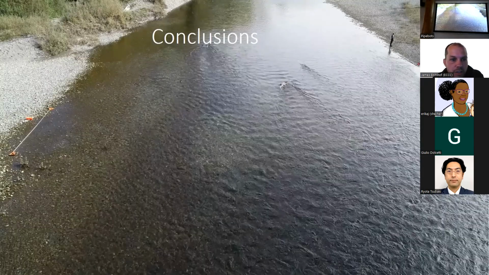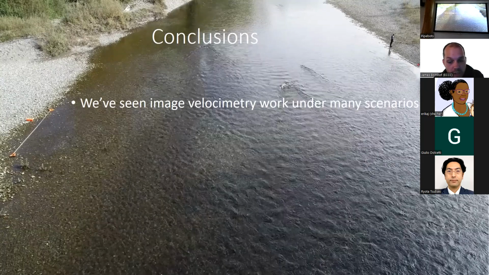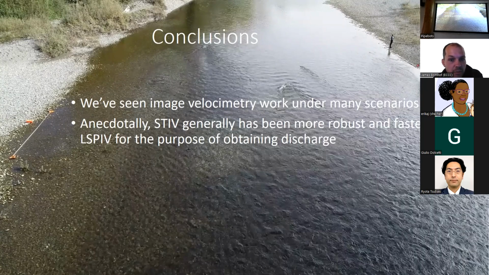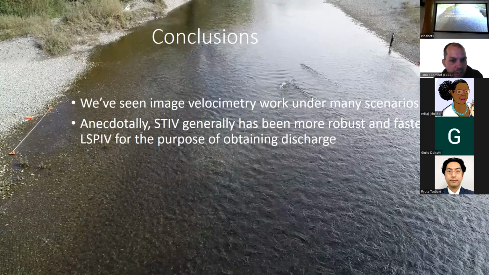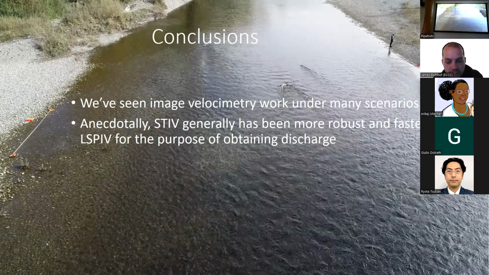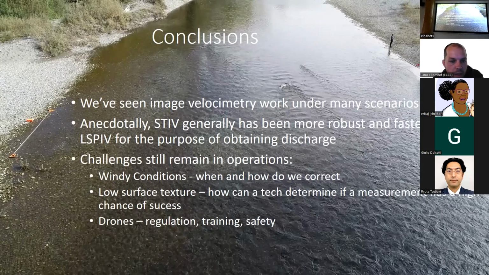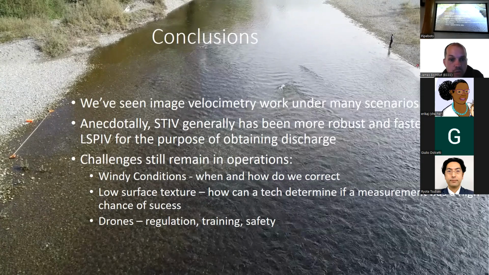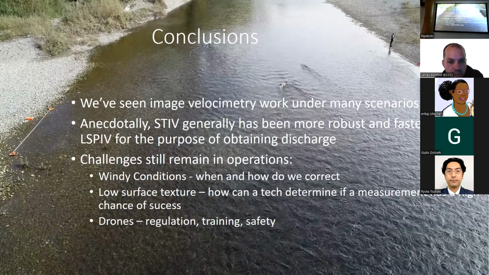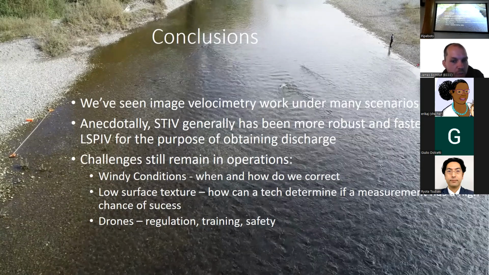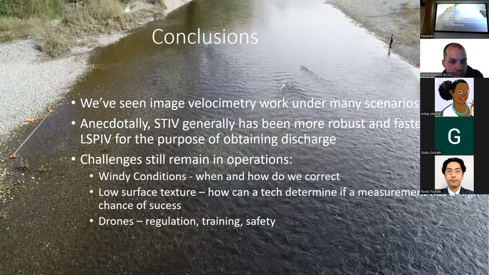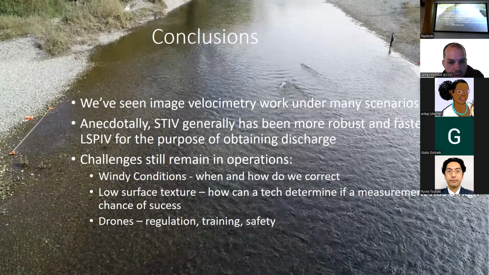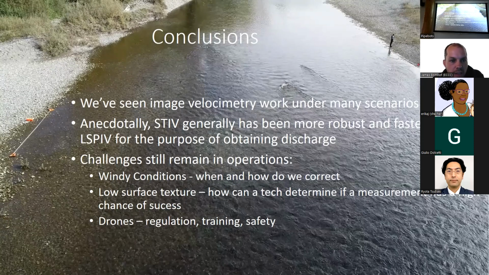So in conclusion, we've seen image velocimetry work in many scenarios. Anecdotally, STIV has generally been more robust and faster than LSPIV for the purpose of obtaining discharge. Challenges still remain in operations. Windy conditions: when and how do we correct? Low surface texture: how can a tech determine if a measurement has a high chance of success? And then procedures around drones, regulation, training, and safety.